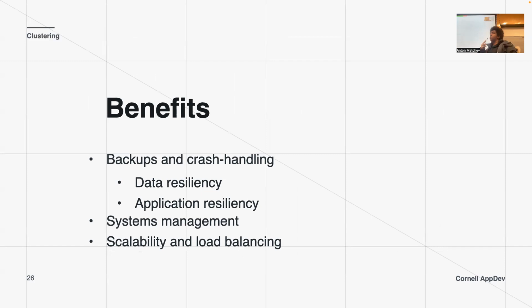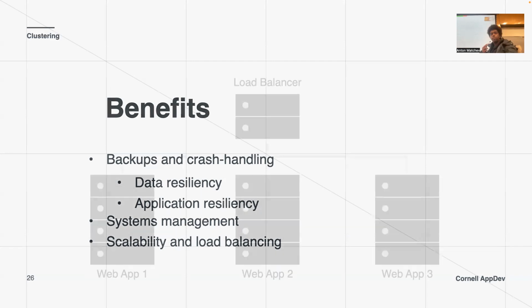If one server goes down, you can probably use the other one as a backup, and crash handling since there'll be backup servers running other features. So this will result in more data resiliency and application resiliency in those ways. It also helps you manage your system better, having discrete servers doing their own thing. And also scalability and load balancing comes with this, as we'll talk about right now.